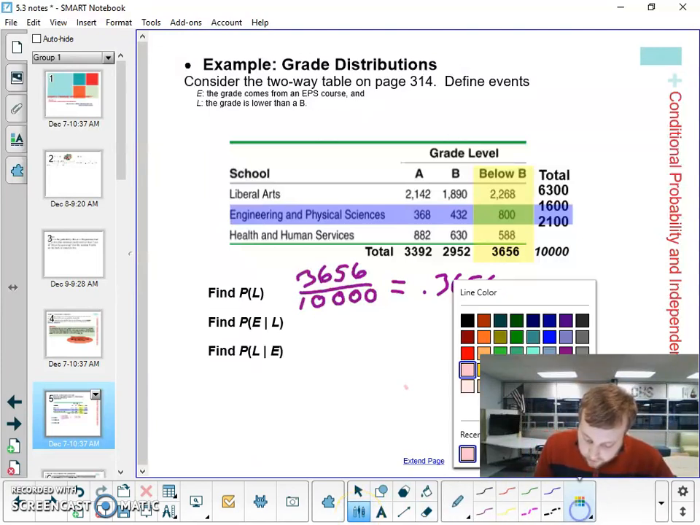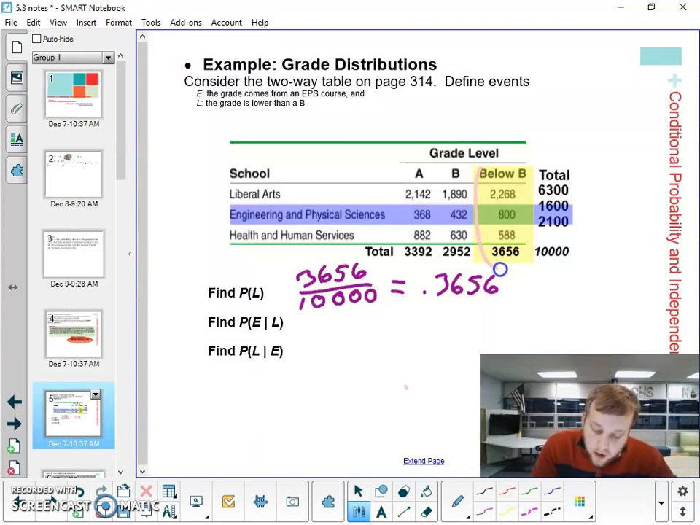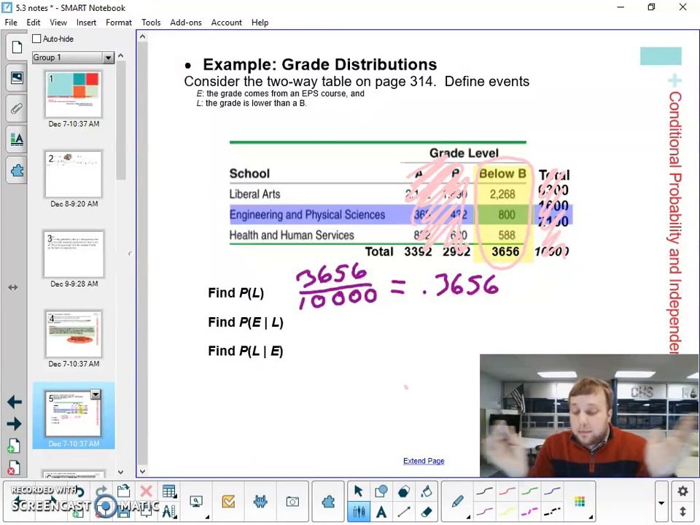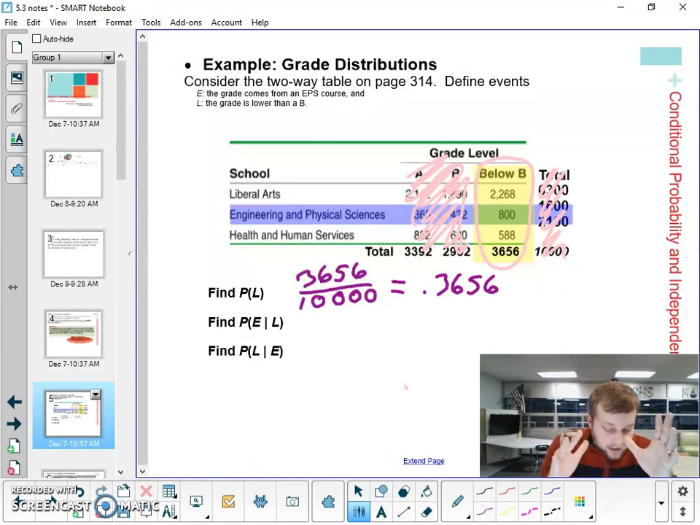Oh, shoot, I think I lost the pink. Oh, no, it's still there. And it's given that they have a lower than a B. So I only care about those guys, right? That's it. Everybody else, I just say, phooey on you. Phooey on you guys. I know it's got to be below a B. I know that. Now, it's saying what's the probability they were in an EPS course?